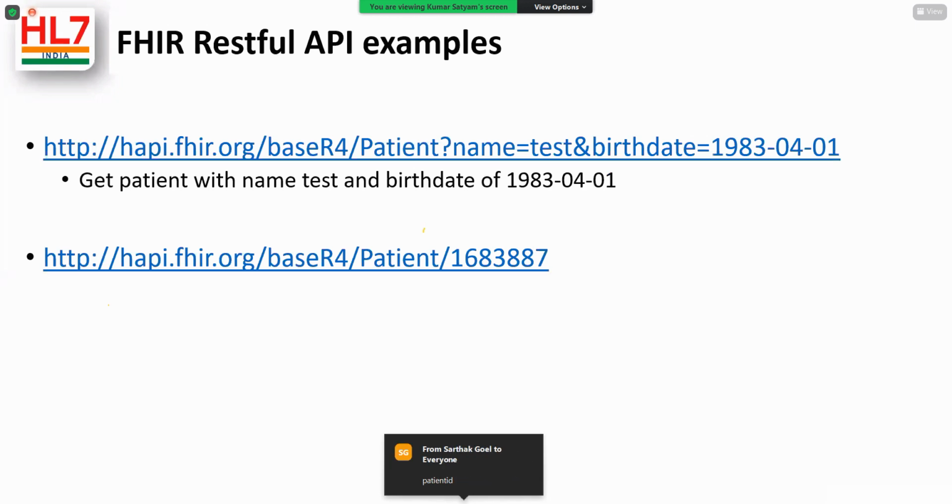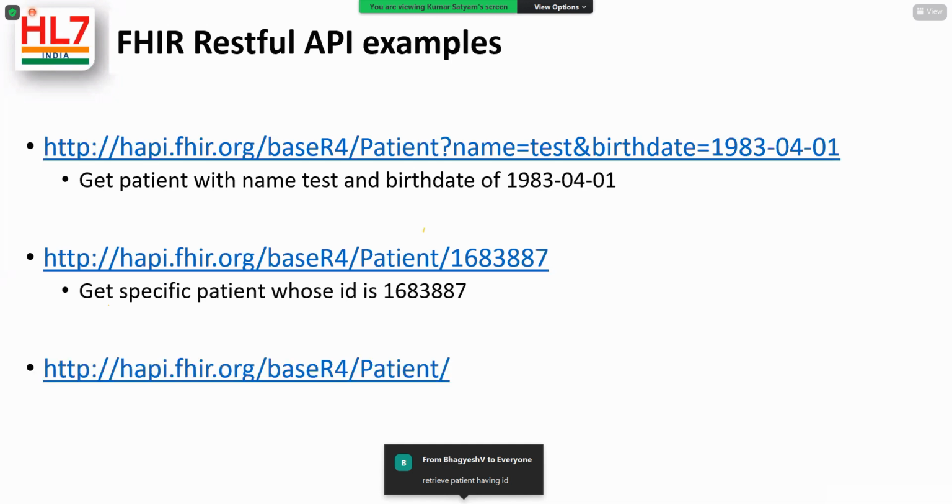Returns the patient resource with the ID for this ID. Yes. So we talked about the resource has an identity, right? So we are talking about 1683887 as the identity. So what we are saying is, get me the patient whose resource ID is this, correct?